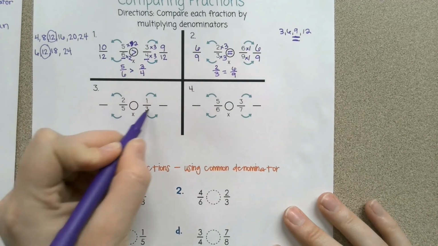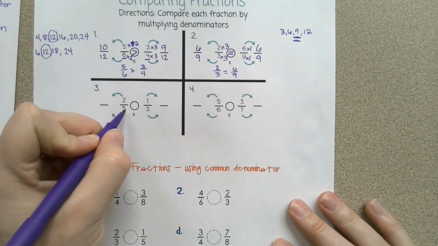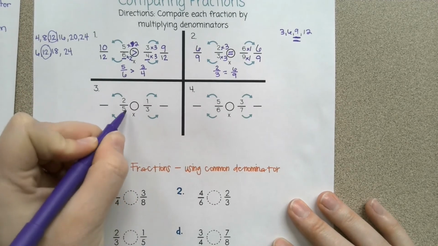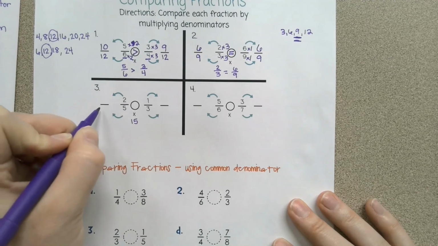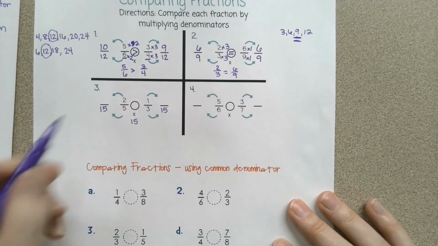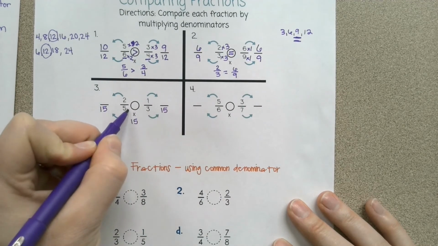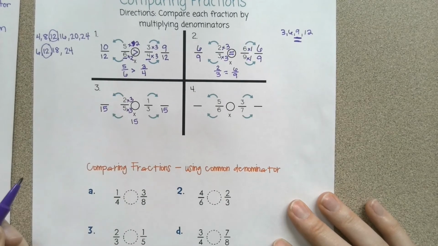For this one, let's just multiply the denominators together, because that's also one option for us. If we multiply both of them by each other, 5 times 3, that gives us 15. So we're going to say 15 is our common denominator. The 5 we multiplied by 3 to get 15, so we have to multiply that one also by 3.